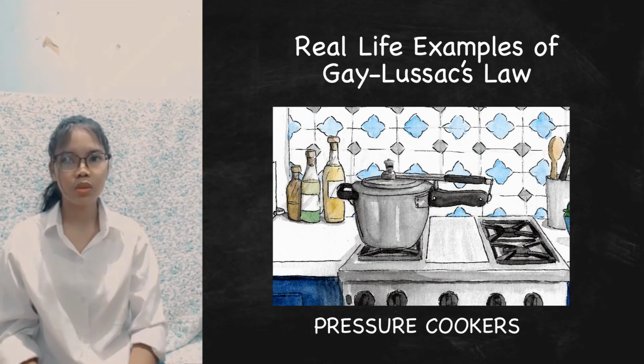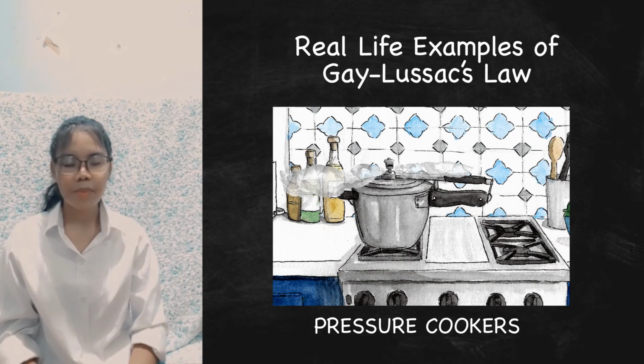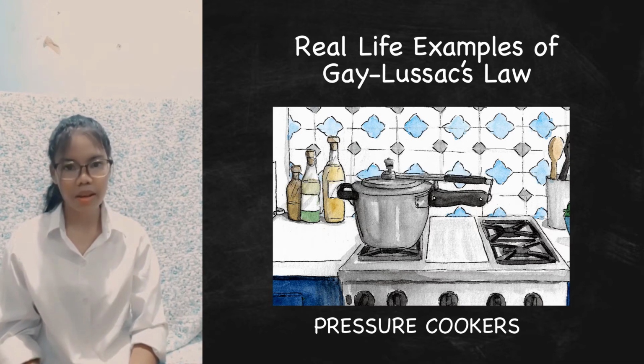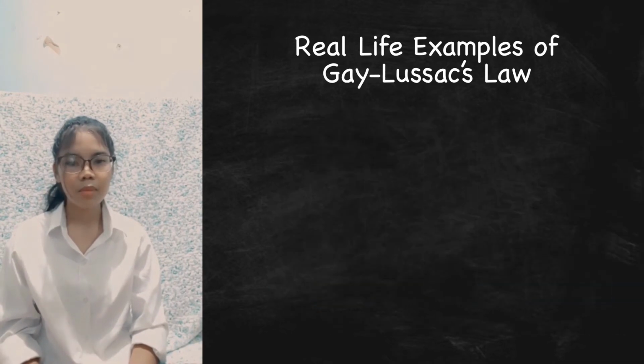Number 1. Pressure cooker. As the temperature of the liquid water inside the pressure cooker increases, water vapor is then produced. The pressure of all the water vapor keeps on increasing, which results in food getting cooked much faster and meat getting more tender.